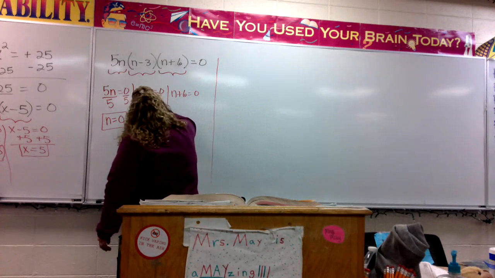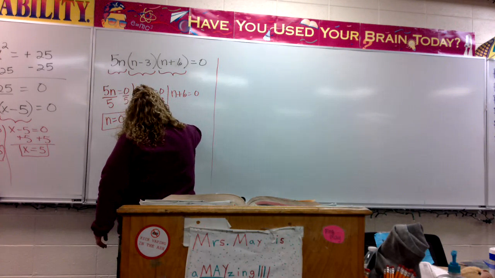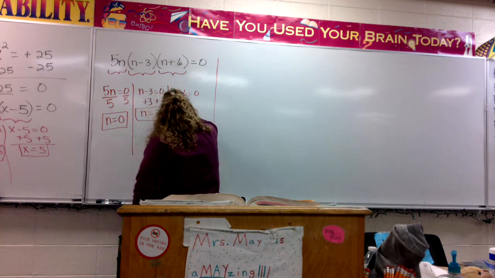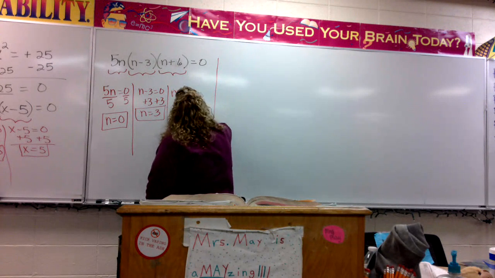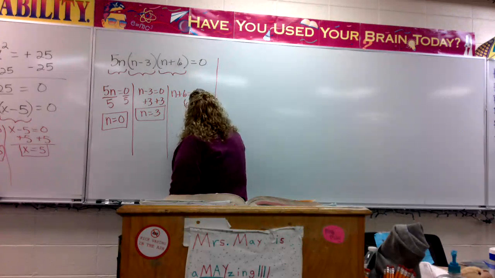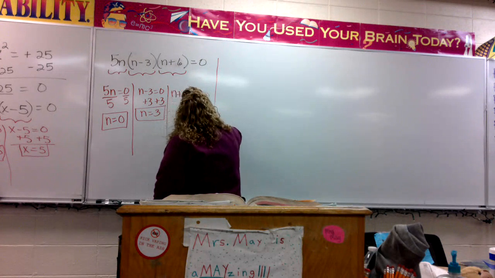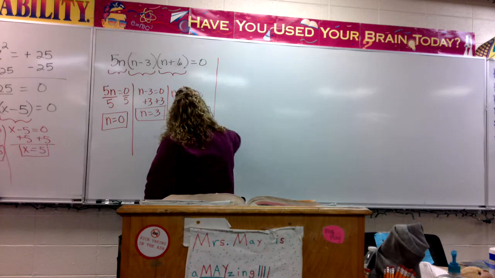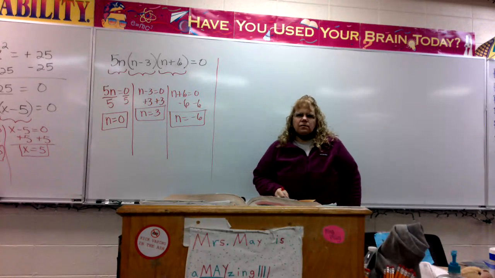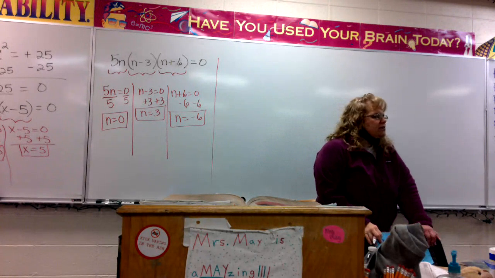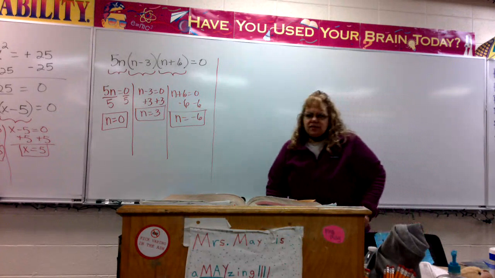And then the rest of these, like before, add 3, add 3. N equals 3 is a solution. Whoops. You got a minus 6, minus 6. So n equals negative 6. So now you have 3 solutions. Make sense?